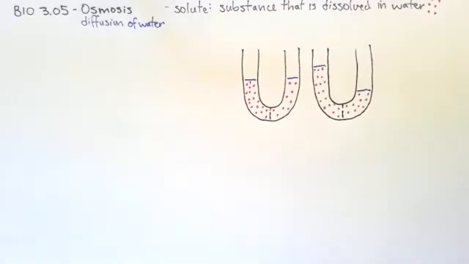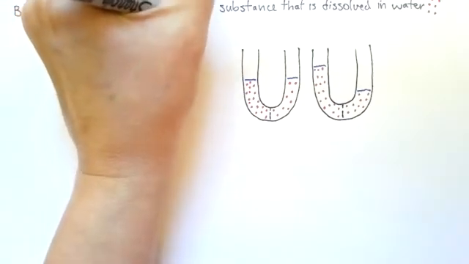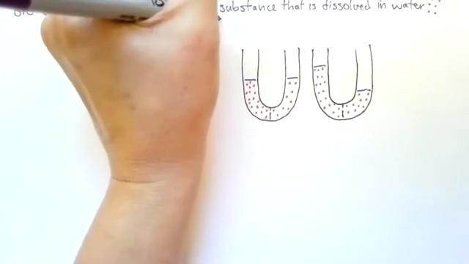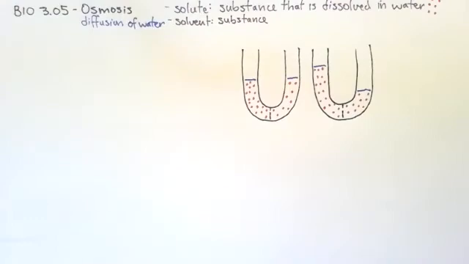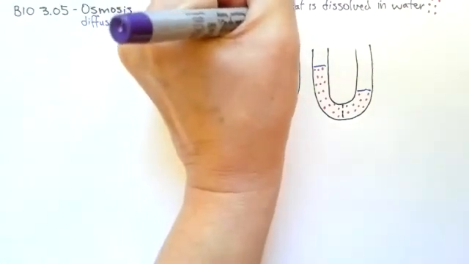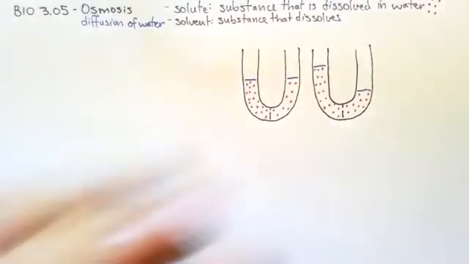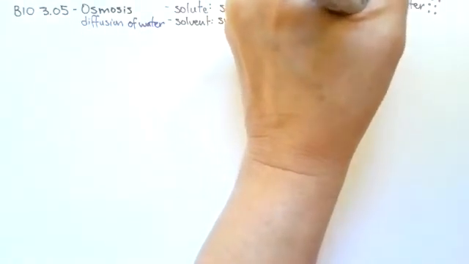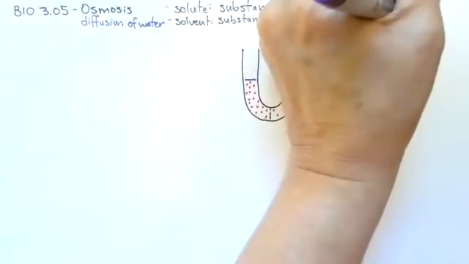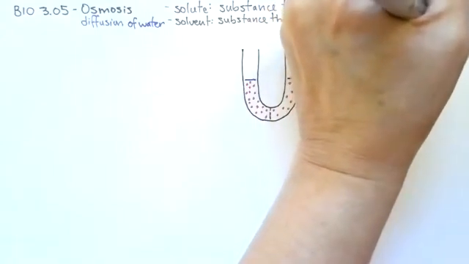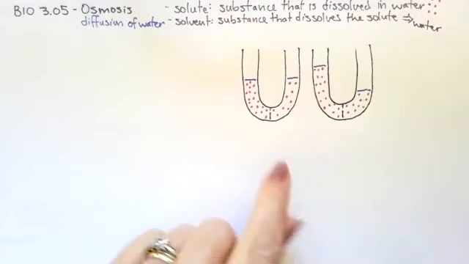Another definition that you're going to want to use is the solvent. The solvent is the substance that dissolves the solute. And in the case of biology, the solvent is almost always water. So we have two tubes here full of solute and solvent.